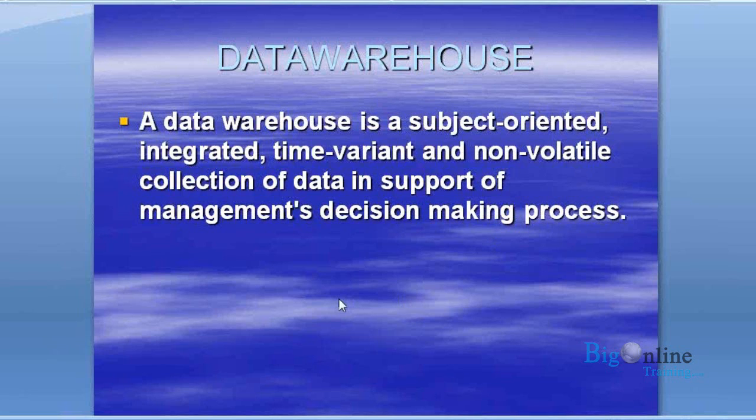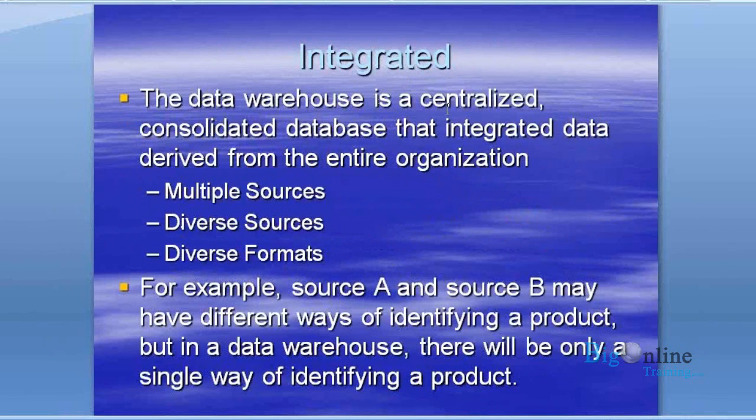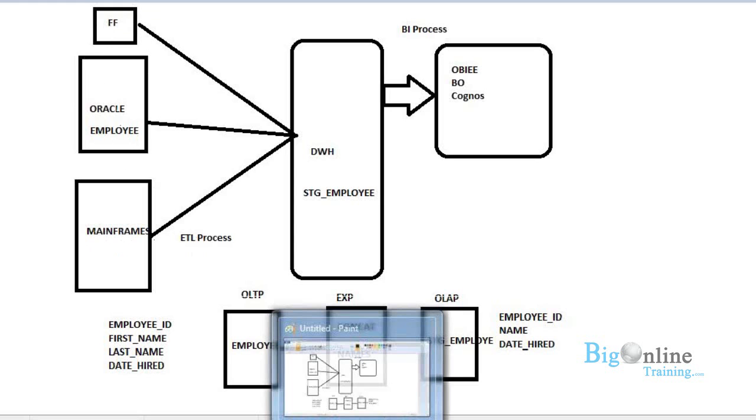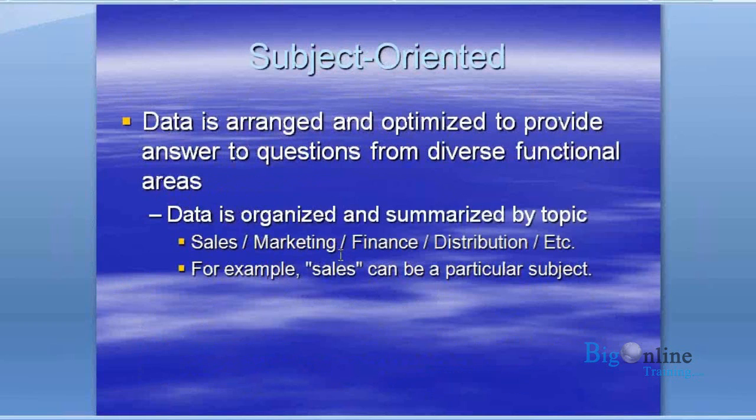The data warehouse is also called an integrated system. Why do we call it integrated? Because we are going to integrate the data from different sources: flat file sources, relational sources, and then different other sources. We are integrating the data from different sources. That's why the data warehouse is called an integrated system.